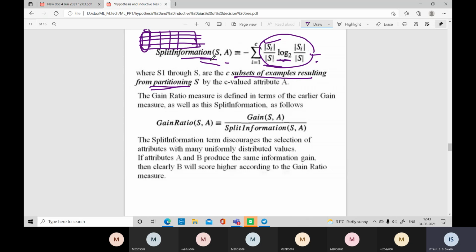Once you get the split information, we apply it in the gain ratio formula. Gain is the information gain. We take that in the numerator, and the split information calculated for each and every attribute is placed in the denominator, through which we get the gain ratio. Whichever attribute shows the higher gain ratio will be given the higher priority to generate the decision tree. Instead of entropy and information gain alone, we can also use this formula.